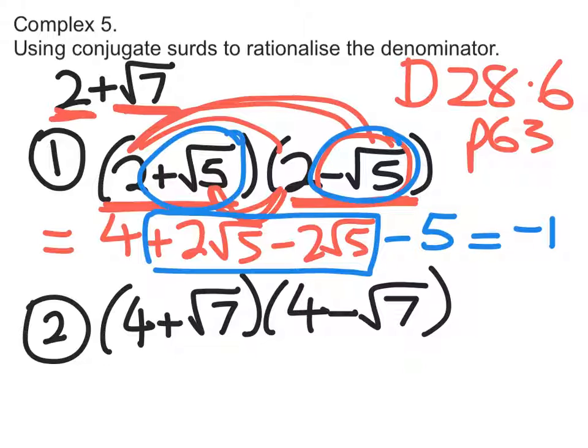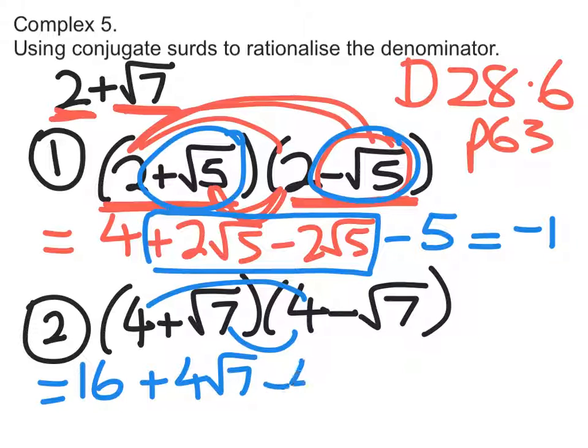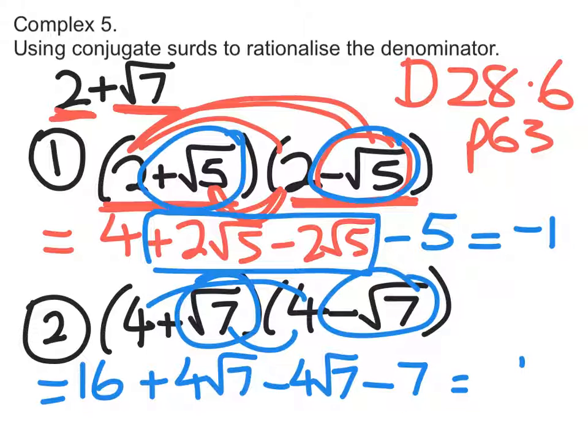So here's the next example. 4 plus root 7 times the conjugate of it will give me 16 plus 4 root 7 minus 4 root 7 minus 7, which is 9. So we're going to use that idea with fractions starting on the next slide.